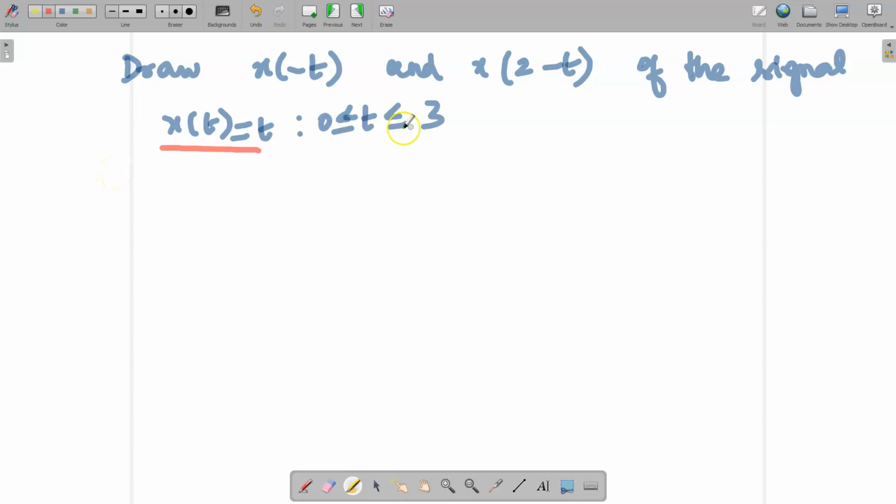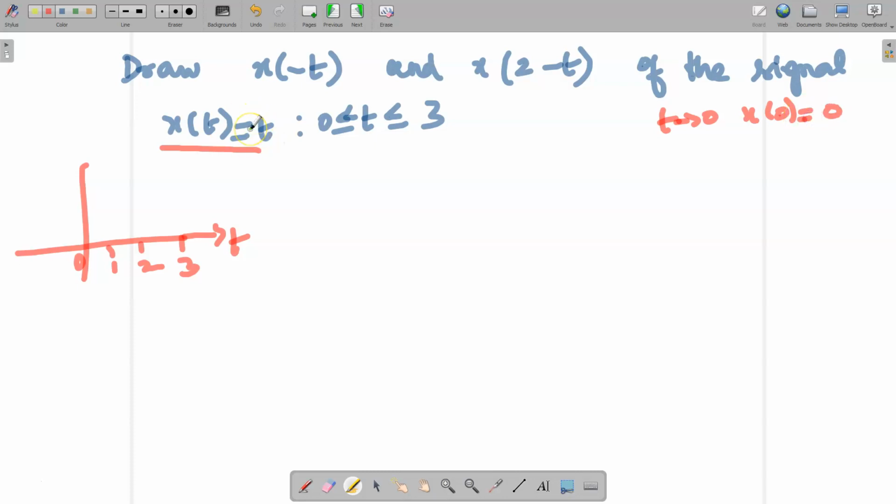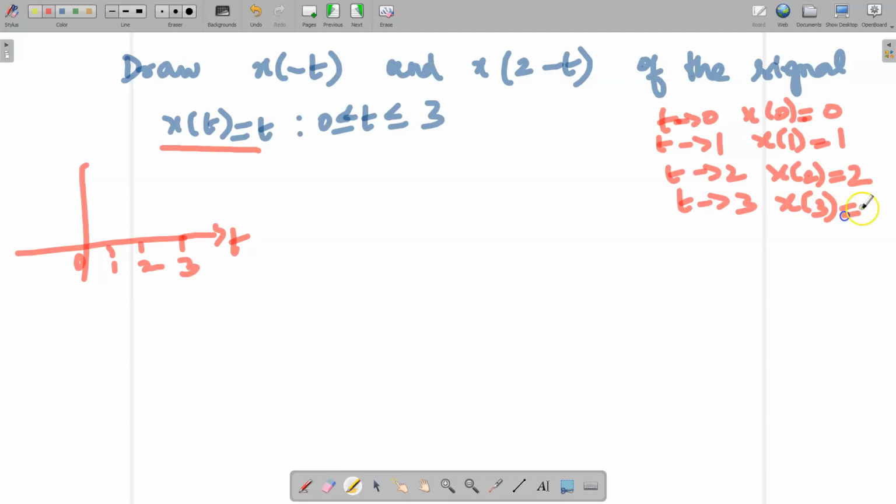They have given that t varies from 0 to 3, so t values 0, 1, 2 and 3, and x of t is equal to t. So, when I substitute t equal to 0, x of 0 is equal to 0, at t equal to 1, x of 1 is 1, at t equal to 2, x of 2 is 2, at t equal to 3, x of 3 is 3. So, using these things I can draw the given signal x of t.